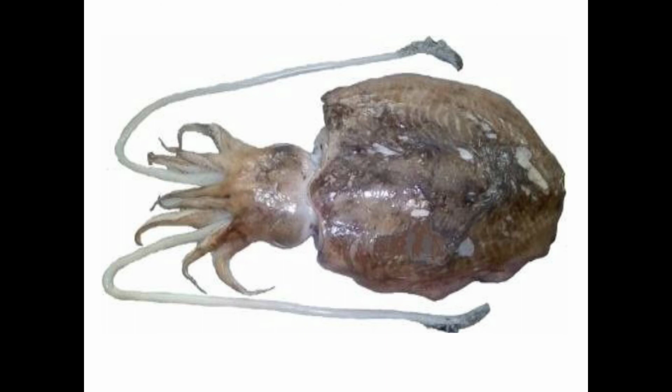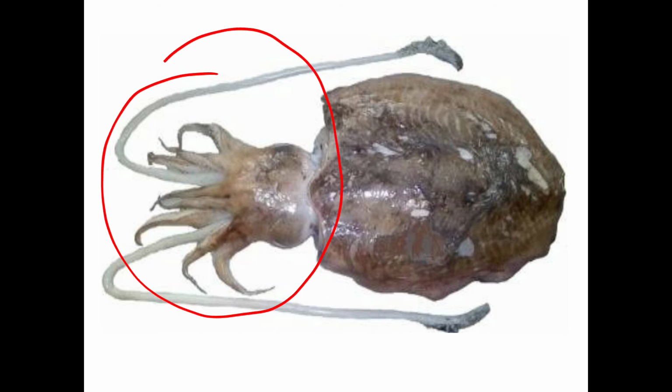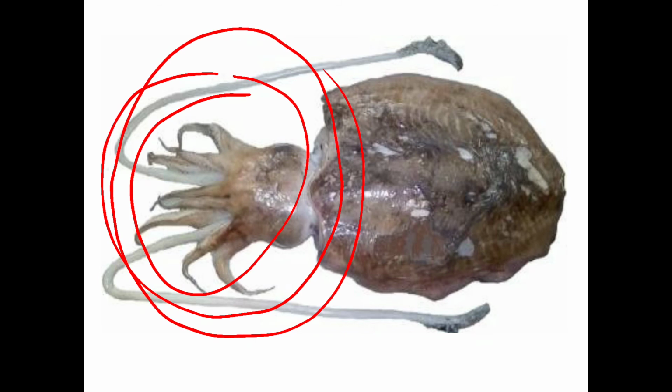The body is bilaterally symmetrical and contains head, foot and visceral mass. Head and foot are at one end of the elongated body. This is the head. The head is distinct with eyes, mouth and tentacles. Then the foot is transformed into a siphon and a sucker.